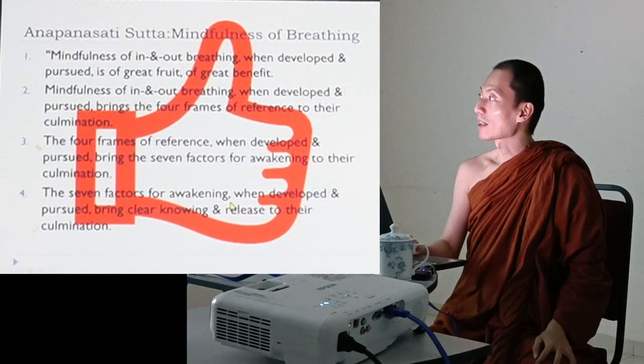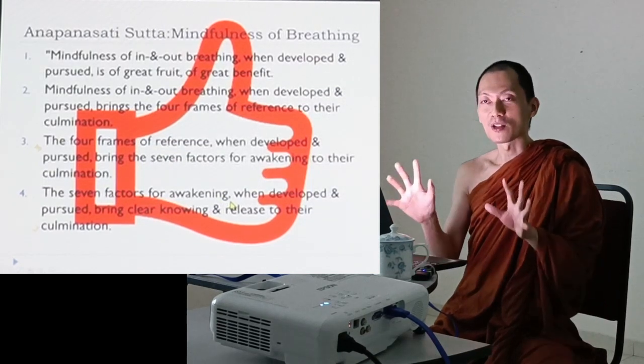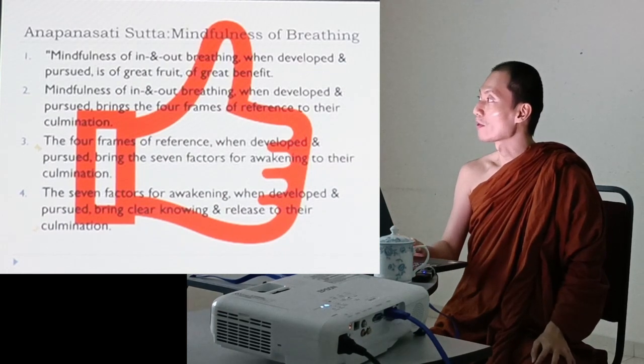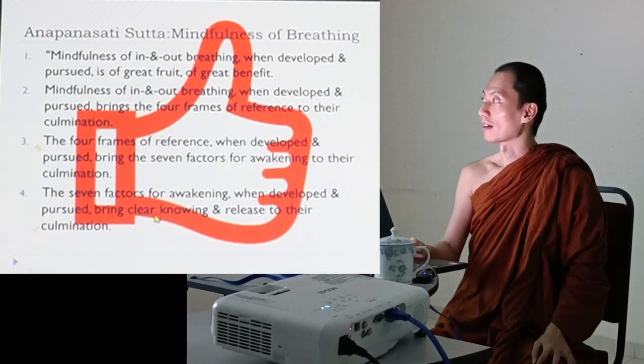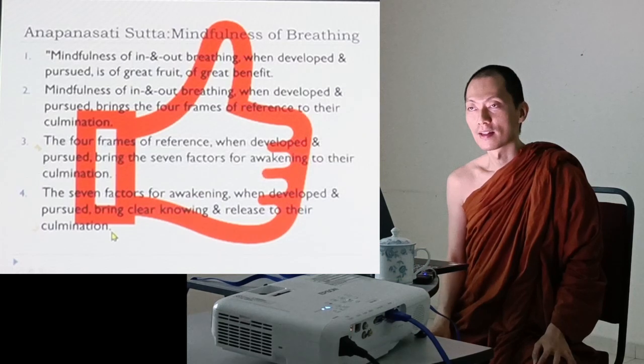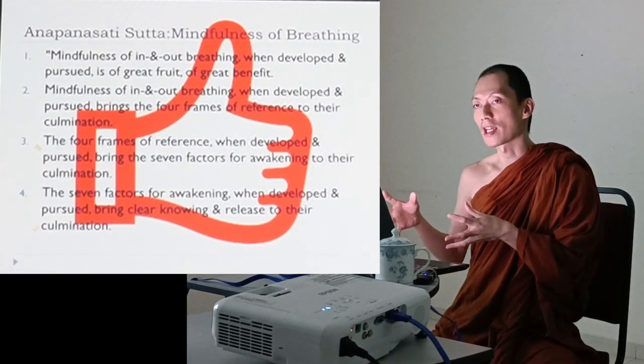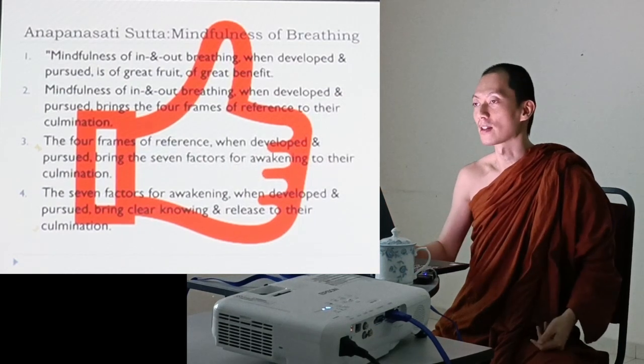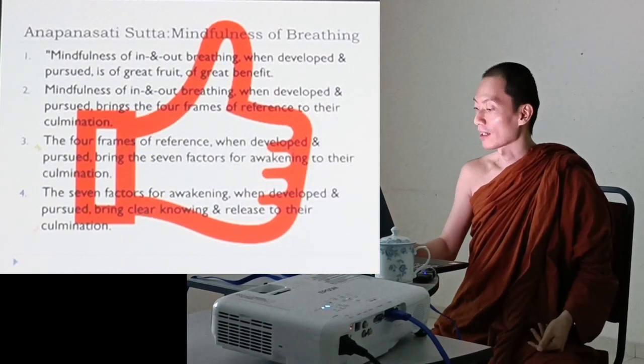These 7 factors of awakening by themselves don't mean you're already enlightened. You need to further cultivate and eventually reach this release, this enlightenment. So the 7 factors of awakening are just a gateway. You need to carry on with your practice and eventually reach complete enlightenment.